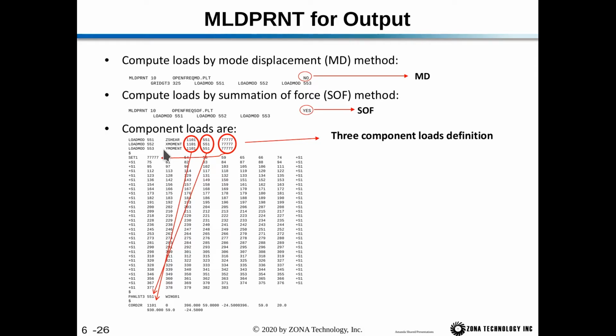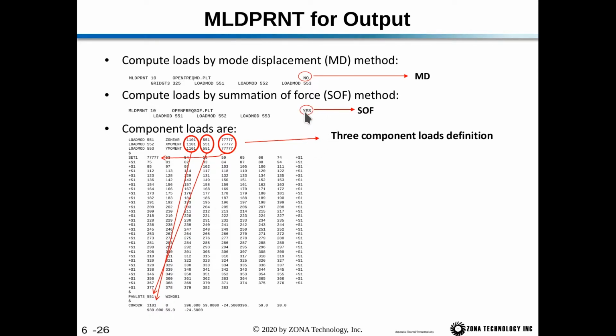Y moment would be the wing bending, and then X moment would be the wing torque. Set 1 here lists out all of the grids on the wing. With the mode displacement method, only these grids are used. The boxes that we have defined are not used.